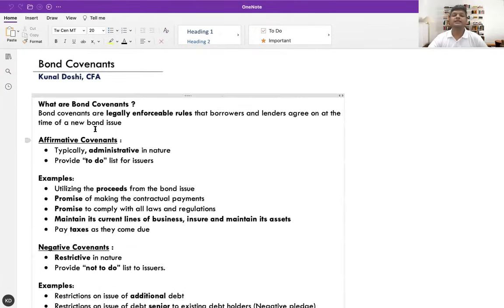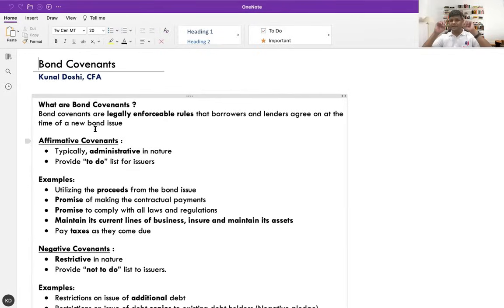And let's now understand bond covenants. Covenants means, first of all, a bond is a contract. So in a contract, what are the things? In a contract, there are conditions, right? Or clauses. These conditions or clauses are called covenants. So covenants are legally enforceable conditions or rules that the borrower has to follow. And who puts that on the borrower? The lender. Clear? Of course, both should agree on the rules and regulations.